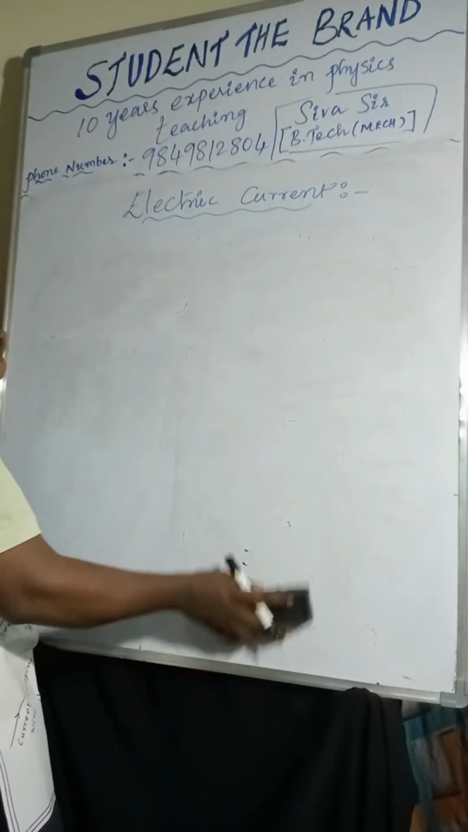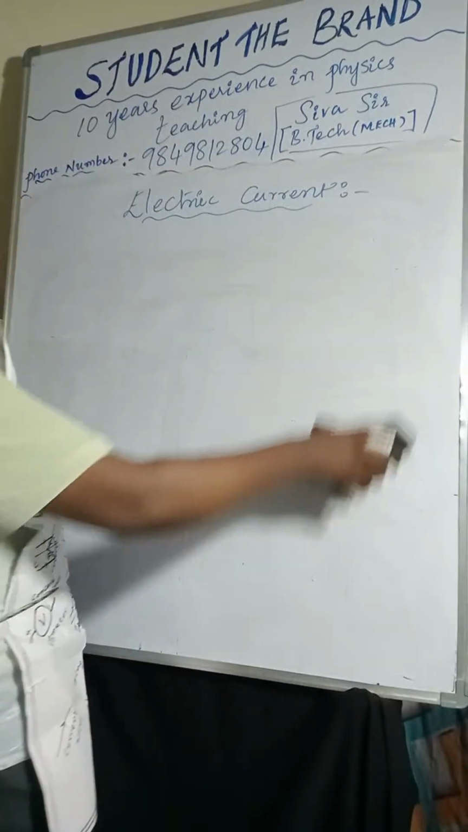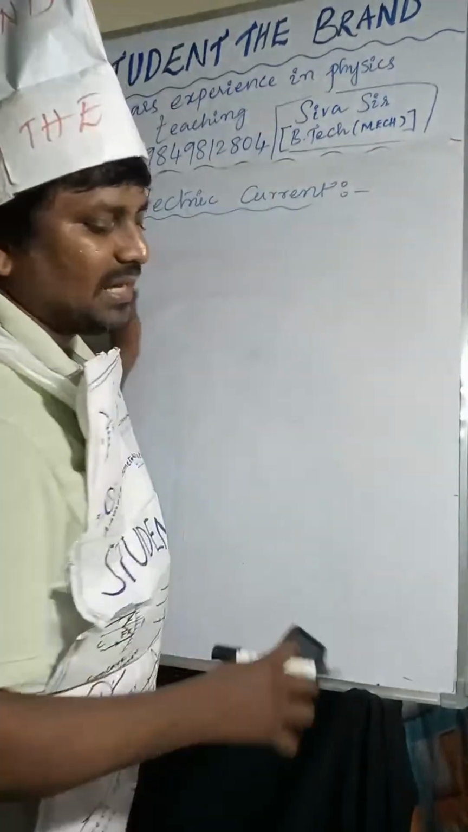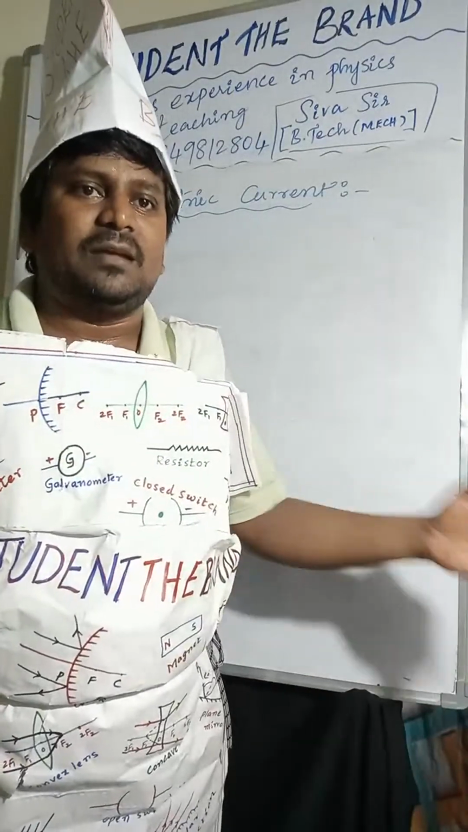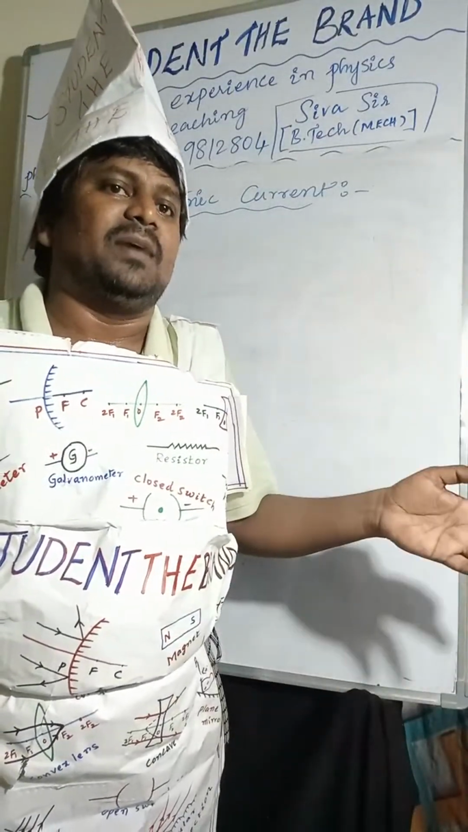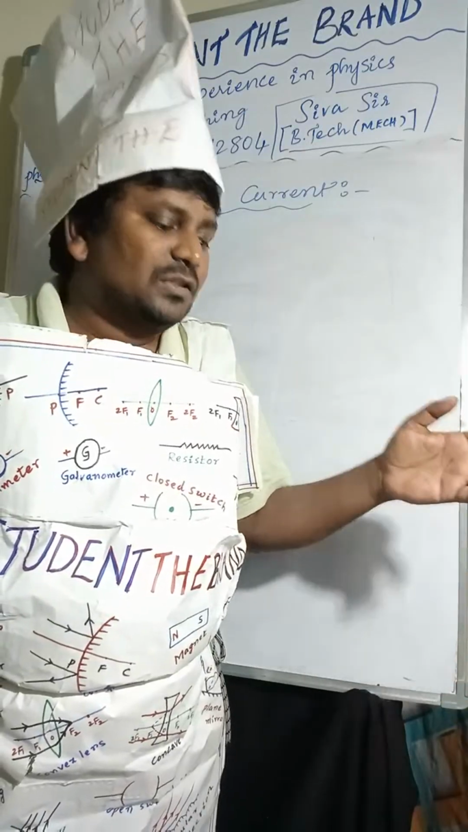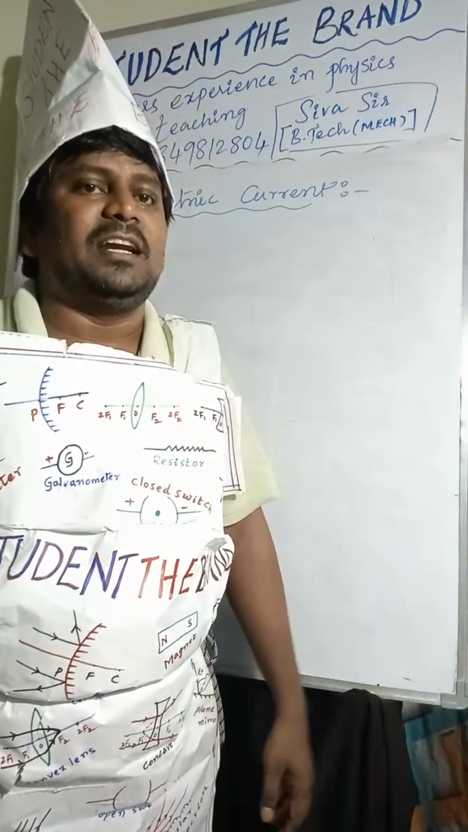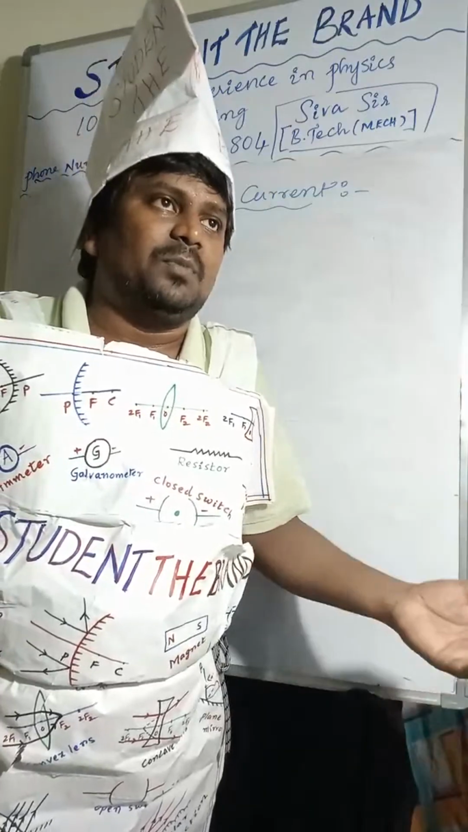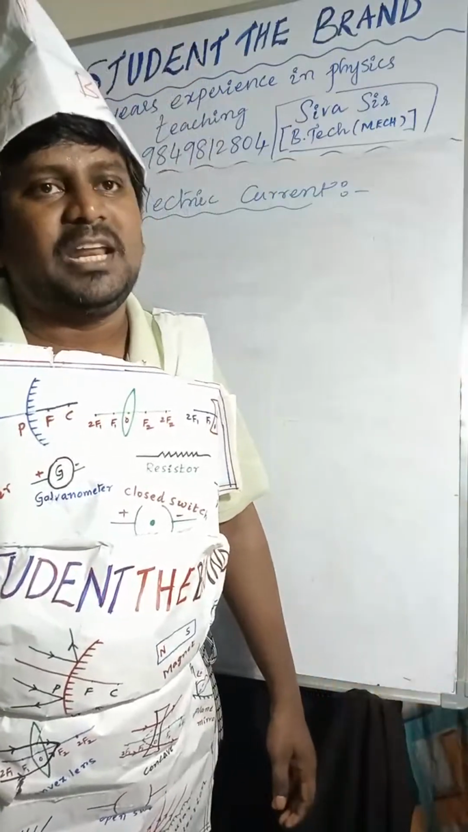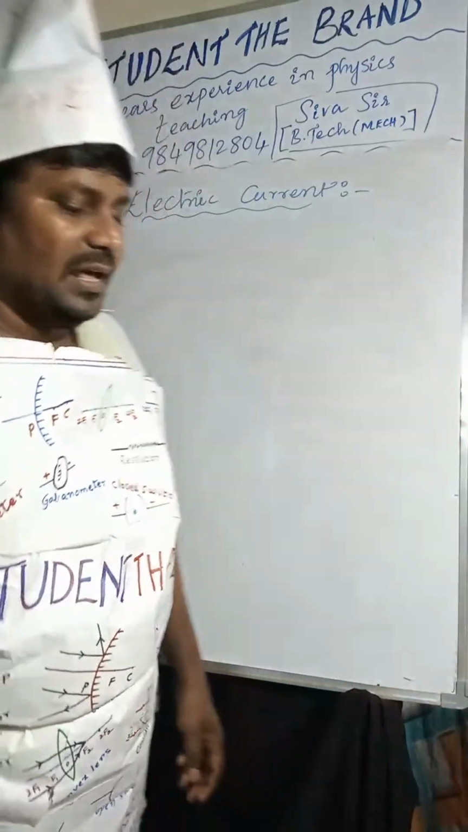I equal to Q by T. That is nothing but charge Q equal to plus or minus Ne, where N is the number of electrons. In 1 coulomb, how many electrons are present? 6.25 into 10 power 18 electrons.